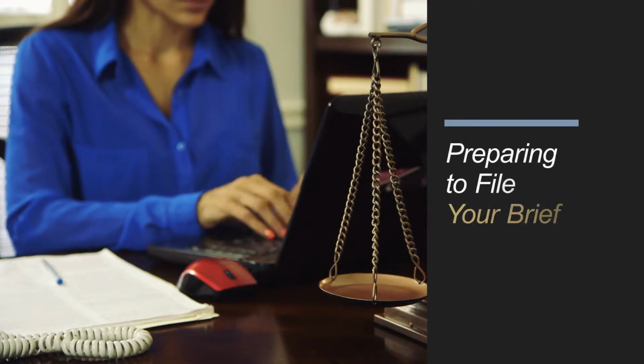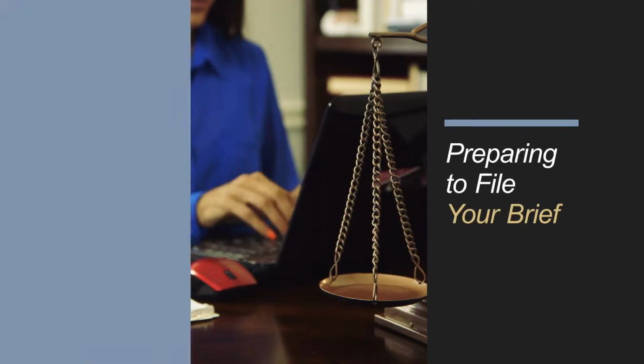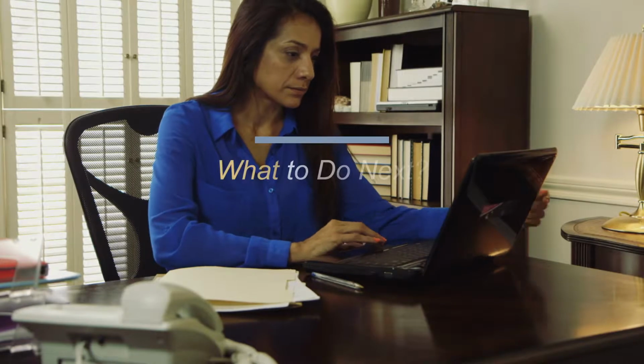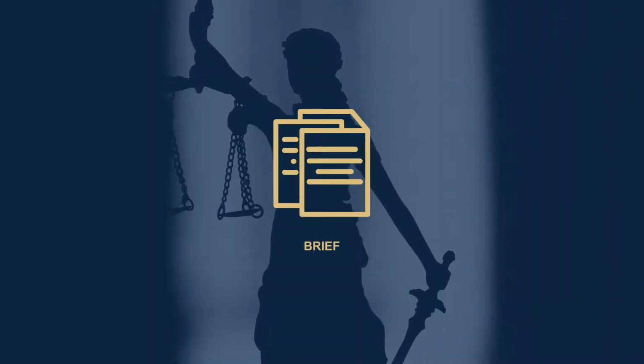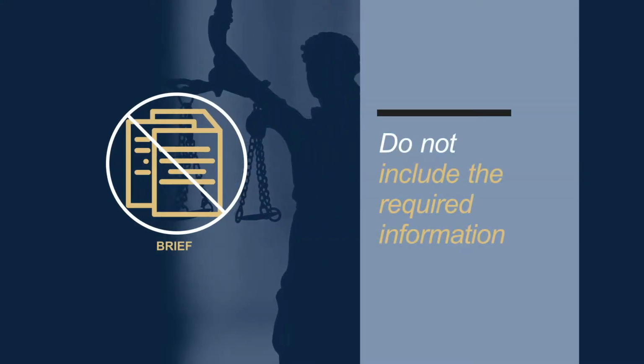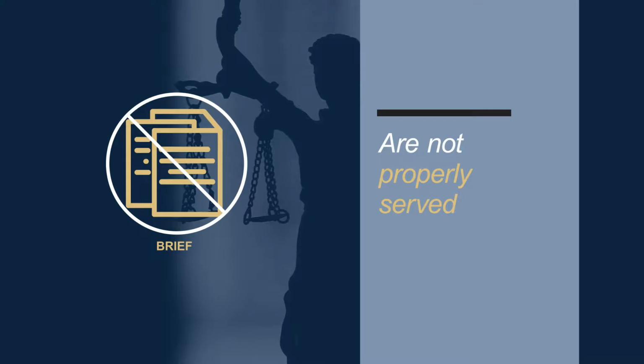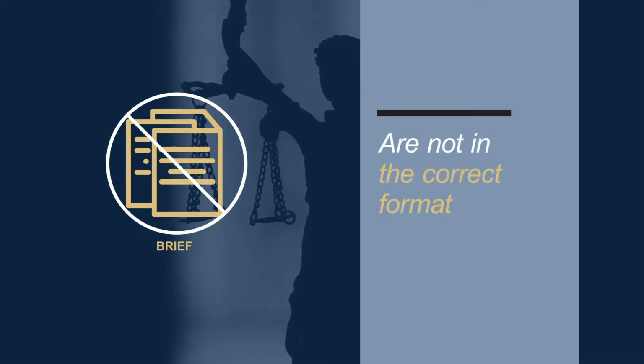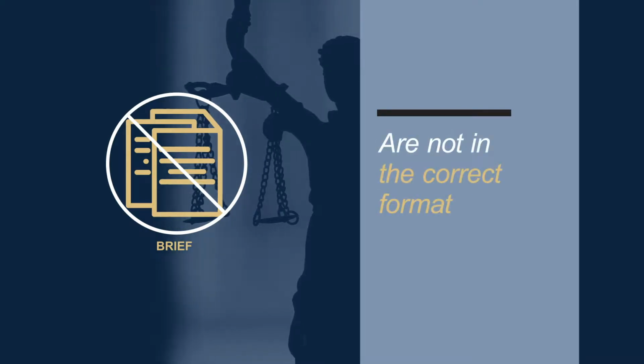You've been writing your brief, and now you're getting ready to file it. This video will help you check your work and understand what to do next. Many appeal briefs filed with the California courts are rejected. Why? Because they do not include the required information, are not properly served, or they're not in the correct format. Let's review some key requirements so you can file your brief right the first time.